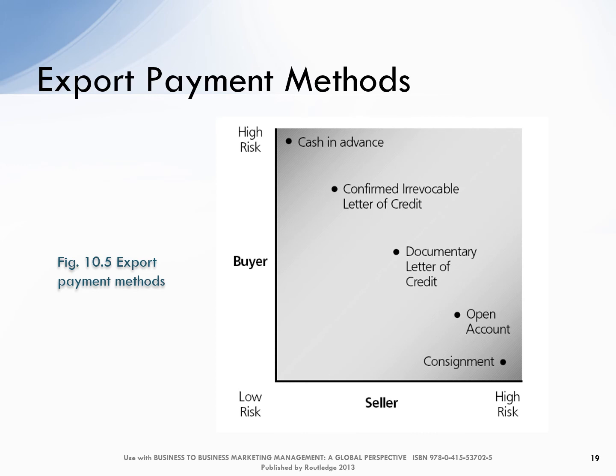Export payment methods. One can see in figure 10.5 the buyer risk has been placed on the vertical axis and the seller risk on the horizontal axis. As can be seen, cash in advance reduces the risk of the seller while increasing the risk of the buyer. Why? Consignment or open account are high risk strategies for the seller but low risk for the buyer.